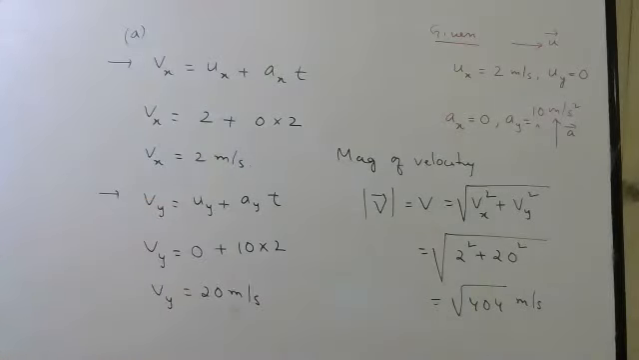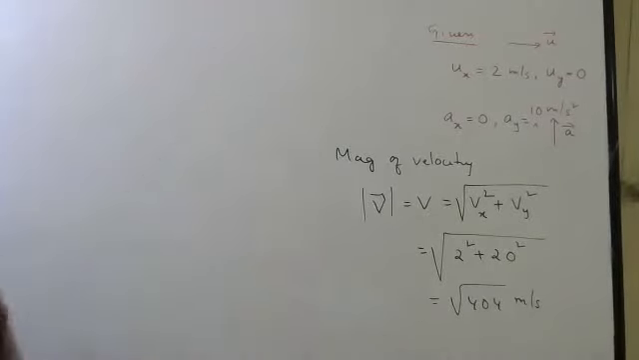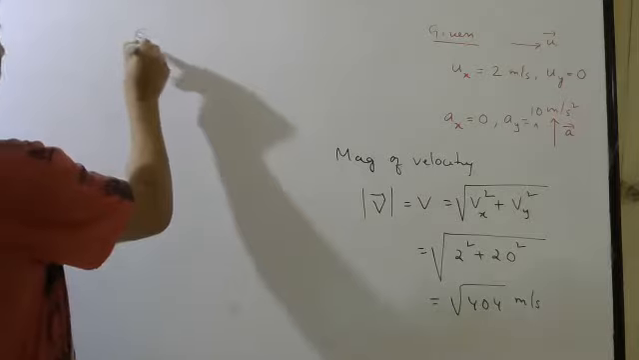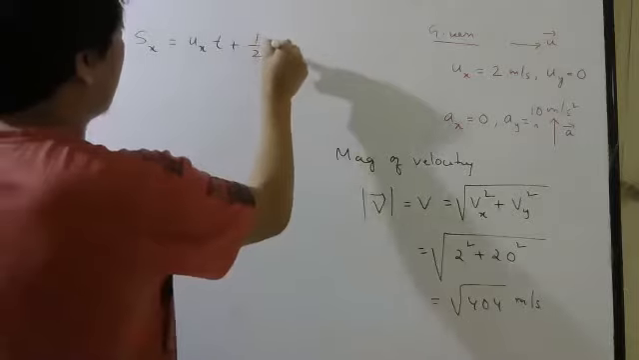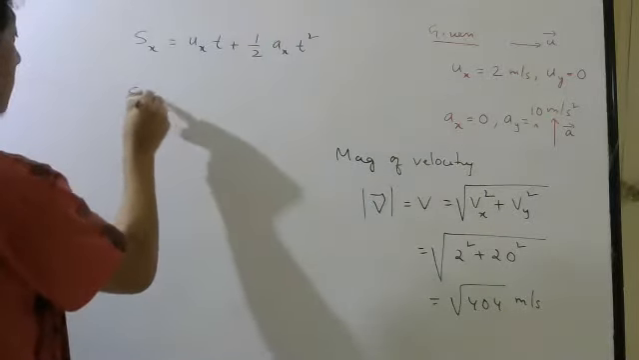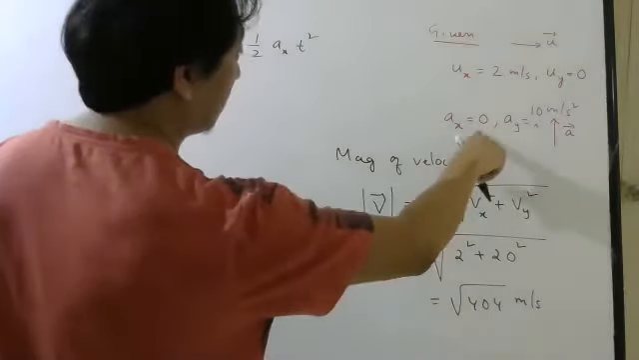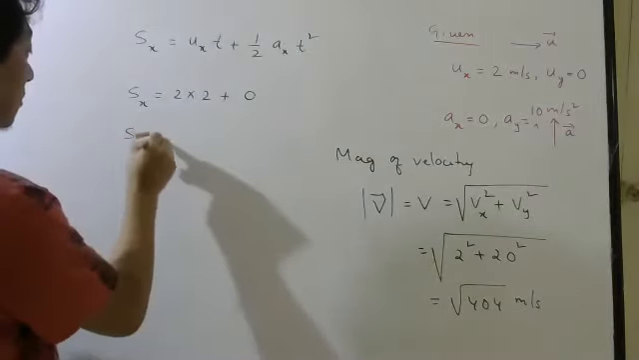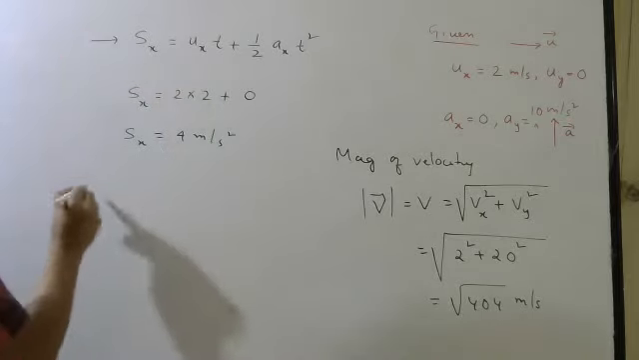Okay. Then we have to find displacement. Those who want to copy, you can copy. For displacement, we have another set of formulas. First, you have to find displacement along x-axis. That is uxt plus half axt square. Ux is 2. After what time? 2. Acceleration along x-axis is 0. So this is 4. So this is your displacement along x-axis.